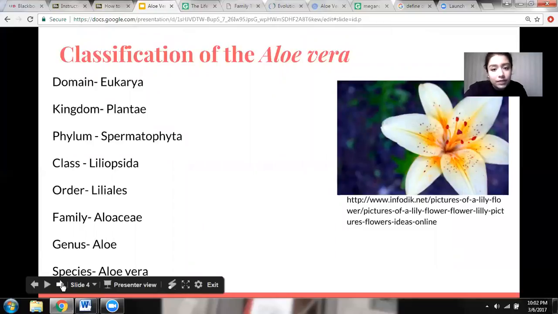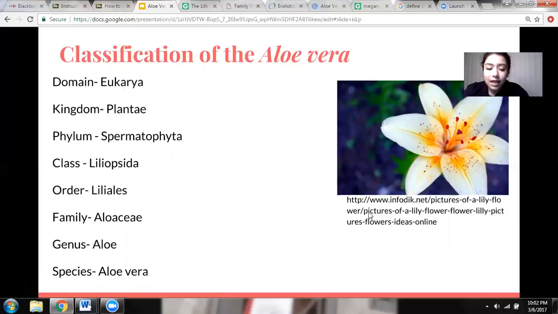So here is the classification of the aloe vera plant. The domain is Eukarya, the kingdom Plantae, the phylum Spermatophyta, the class Liliopsidia, order Liliaceae, family Aloaceae, genus Aloe, and species Aloe vera.